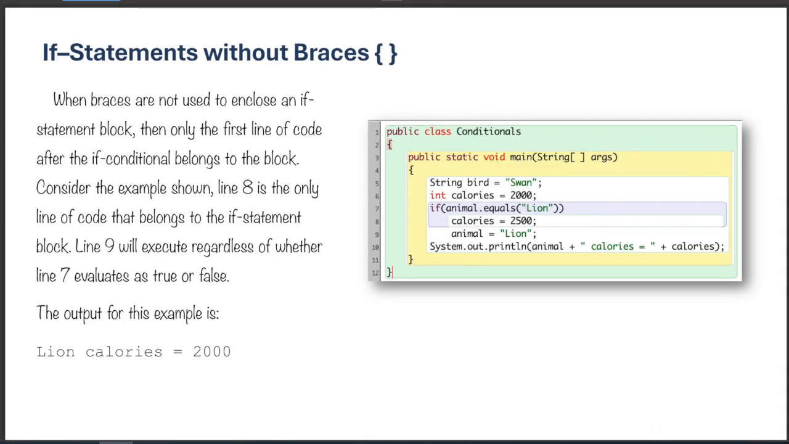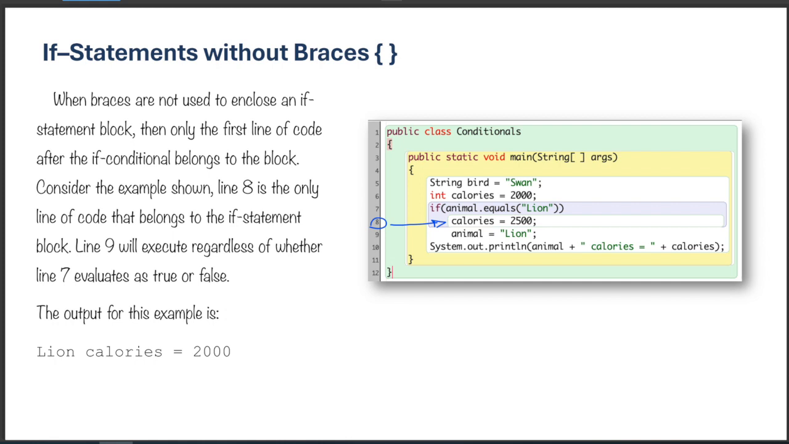So we'll begin with if statements that don't use braces. When braces are not used to enclose the if statement block, then only the first line of code after the if conditional belongs to that block. Consider the example shown on line 8. Line 8 is the only line of code that belongs to the if statement on line 7 because there are no braces. So line 9 will execute regardless of whether line 7 is a true or a false condition.